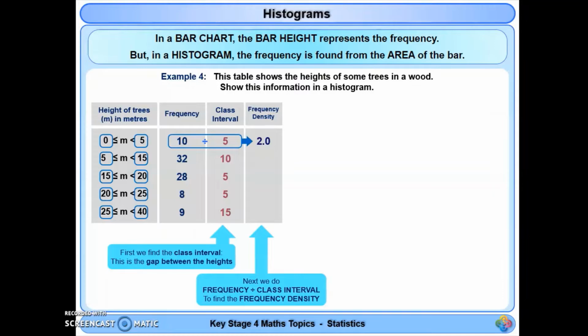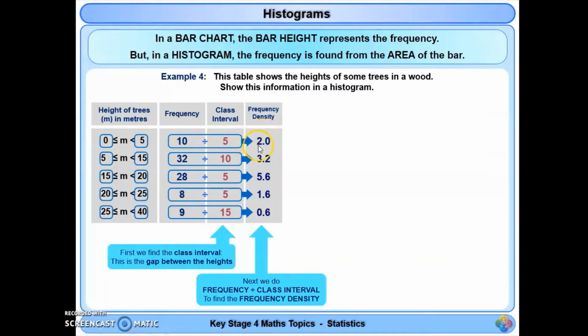I'm going to go ahead and work out the frequency density for each group by applying the equation frequency divided by class interval. 32 divided by 10 gives me 3.2. 28 divided by 5 gives me 5.6. 8 divided by 5 is 1.6. 9 divided by 15 is 0.6. So now I've got my frequency densities.